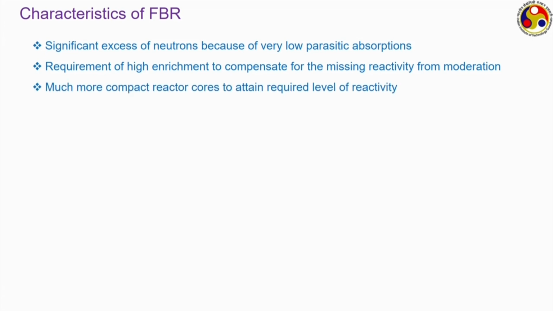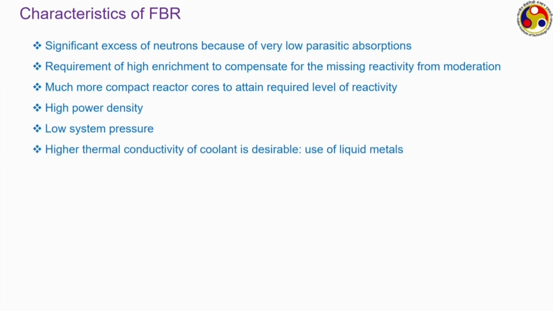Then much more compact reactor core to attain required level of reactivity. The total size of the critical mass requirement for a given power output generally is smaller for these fast breeder reactors, and therefore, core size needs to be much smaller. Power density reasonably high. System pressure is low, they can work more or less at the atmospheric pressure itself, and the thermal conductivity showed by the coolant.